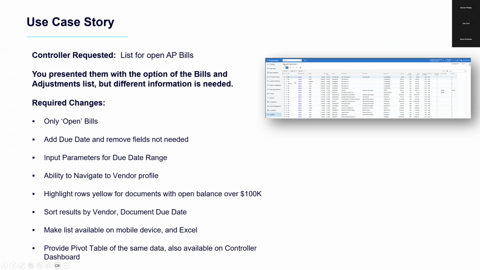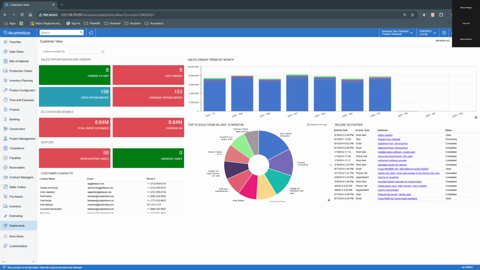We want to add the due date and remove some fields that aren't needed. We need some input parameters so he can select the due date range, and the ability to navigate to the vendor profile, because there's no way to navigate to the vendor profile from here. Highlight the rows for documents with an open balance over 100,000. Sort the results by vendor ID and then by document due date. Then make that list available in Excel and on a mobile device. And then lastly, provide a pivot table from this data and also put that pivot table on the controller dashboard. So let's go ahead and look at that in Acumatica.